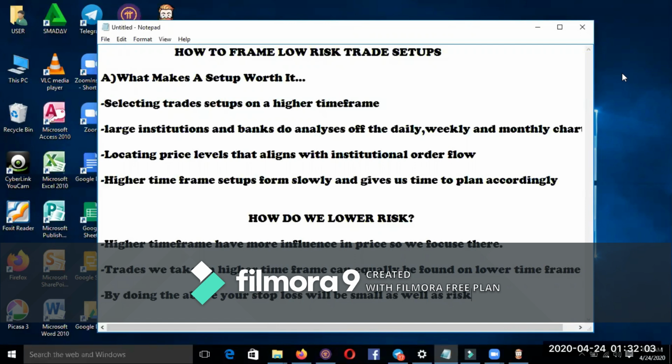In this class, we're going to talk about how to frame a low risk trade setup. How you can take a trade with a very small risk in combination with all the teachings and analysis you've been learning for the previous weeks and days. So we're going to combine all that, and you'll see what it can give you.